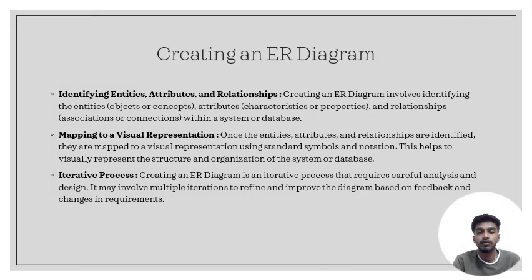Next, we will discuss how we can create an ER diagram. Identifying the entities, attributes, and relationships: creating an ER diagram involves identifying the entities, attributes, and relationships within the system or database. Mapping to a visual representation: once the entities, attributes, and relationships are identified, they can be mapped to a visual representation using standard symbols and notations. This helps to visualize and represent the structure and organization of the system or database.